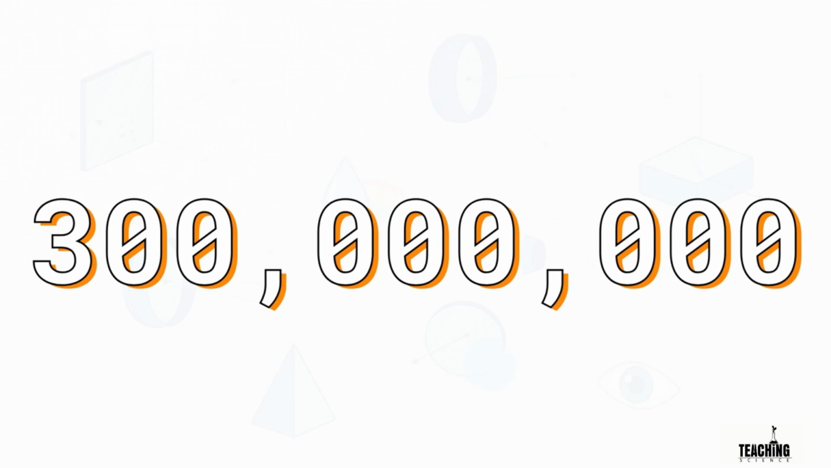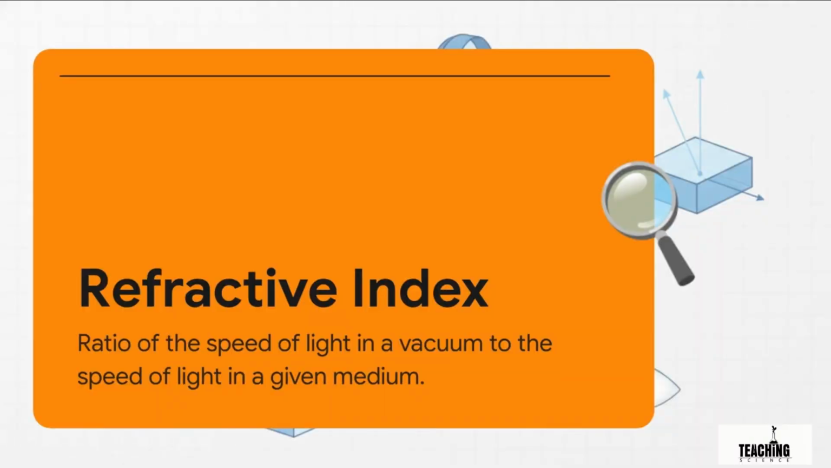This sudden change in speed causes the light ray to bend at the boundary between the two materials. This bending of light is exactly what we call refraction. To measure exactly how much a material slows down light, we use a term called the refractive index. Mark this down, it's an important definition for your board exams.